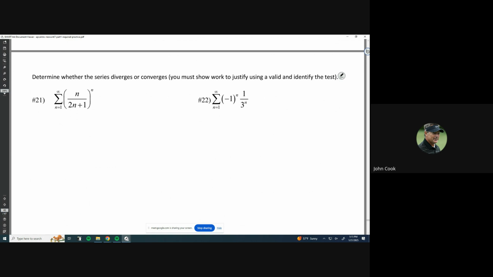Well, yeah, we've got that power of n right there. This is going to be the root test, because we have a power of n and then a function inside.